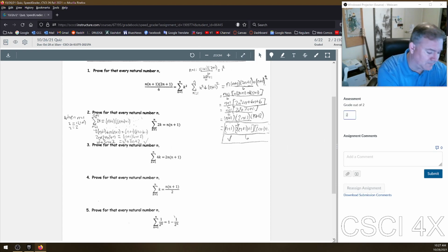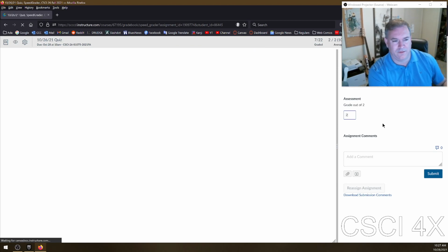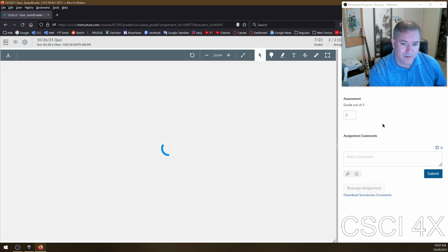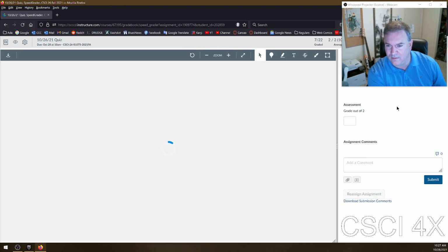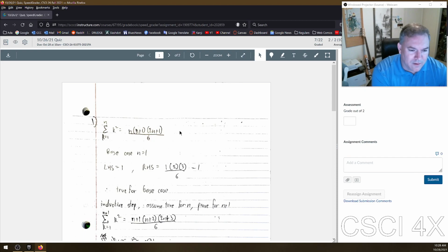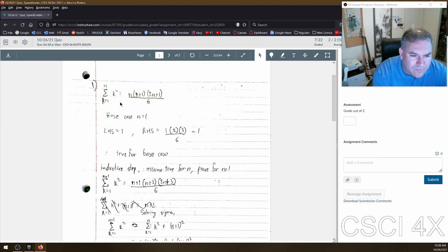All right. How hard? Not that hard. All right. One more. Base case, good. That's a perfectly fine setup. N equals 1. Left-hand side equals 1. Right-hand side equals 1 times 2 times 3 is 1. True for base case with a therefore. Fancy. Nice. Inductive step, assume true for n plus 1. Cool.